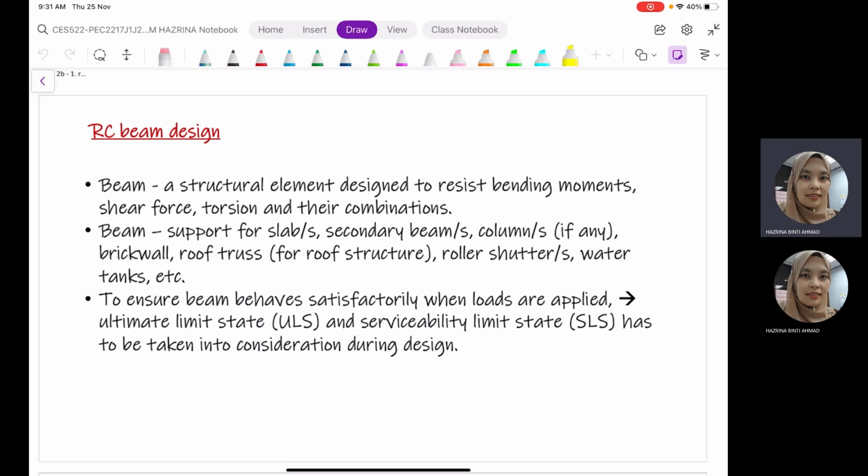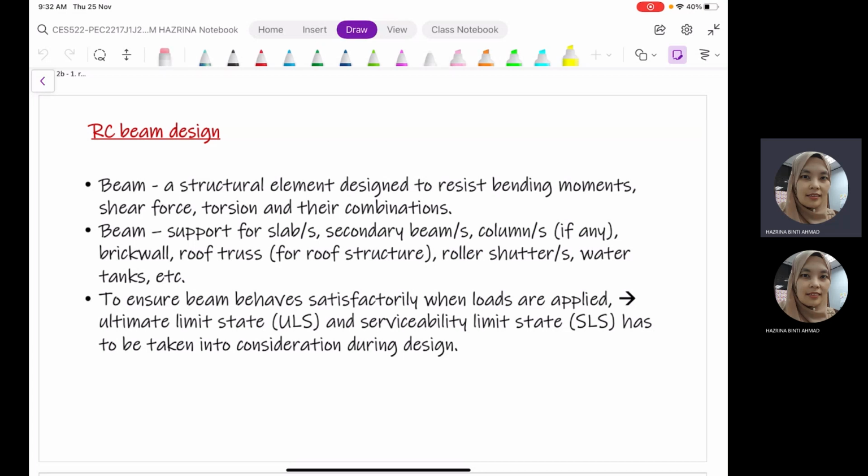So as for today, we are going to look into the basics of RC beam design. A beam is a structural element that is designed to resist bending moments, shear force, torsions, and also their combinations. A beam supports slabs, and it also supports secondary beams and also columns, if any, and it is also used to support brick walls, roof trusses, if we are talking about roof structures, roller shutters, water tanks, and so on.